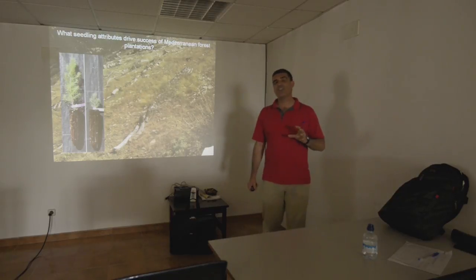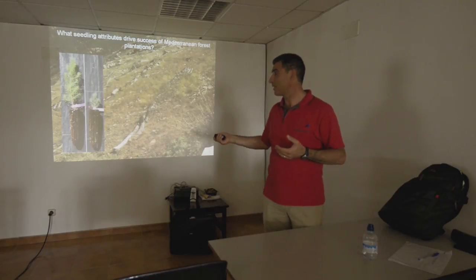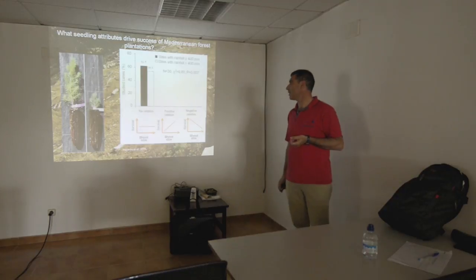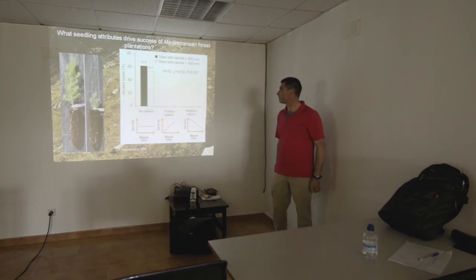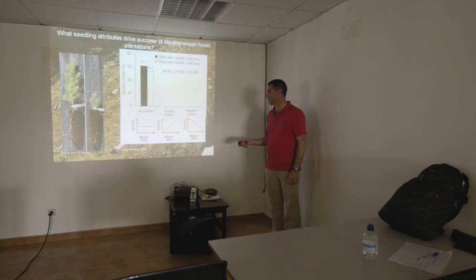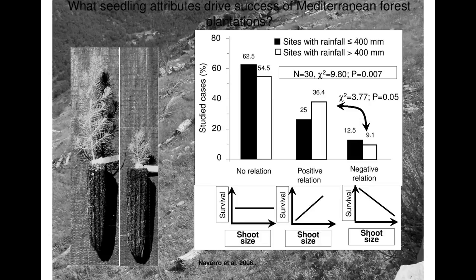In order to really be sure that there is a relatively strong trend in the fact that large seedlings perform better than smaller seedlings, we carried out a small meta-analysis with studies published in the Spanish context. We wanted to analyze how important the size of the plant, shoot size, is in order to predict survival of our seedlings. What we did is separate studies by sites. We divided studies performed in dry sites, where rainfall was lower than 400 millimeters per year, and sites with the opposite, more than 400 millimeters per year.